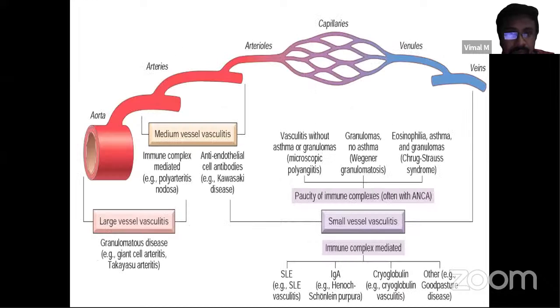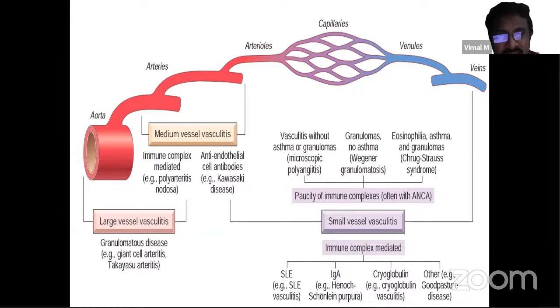Before solving this question, let us have an idea about the different types of vasculitis. Based upon the size of the blood vessel involved, you have mainly three types: large vessel, medium vessel, and small vessel vasculitis. Large vessel vasculitis is a granulomatous disease, and the examples are giant cell arteritis and Takayasu arteritis.